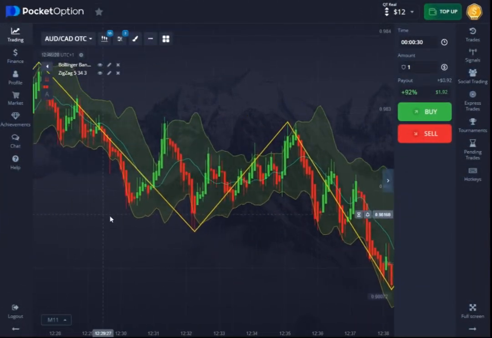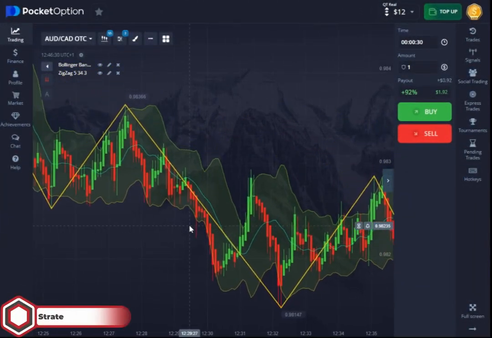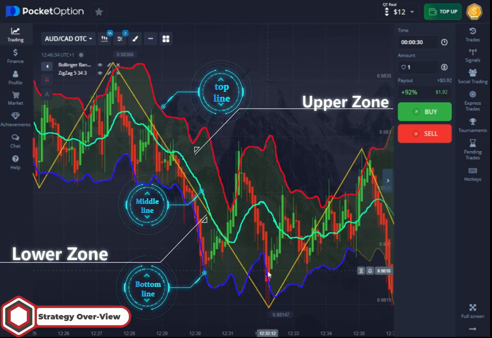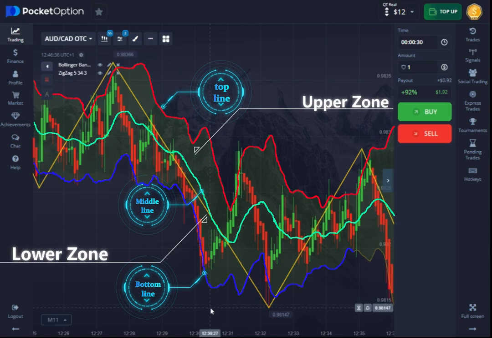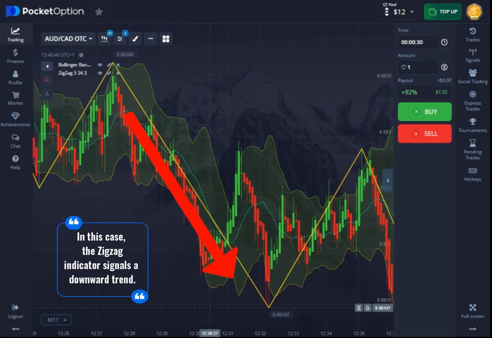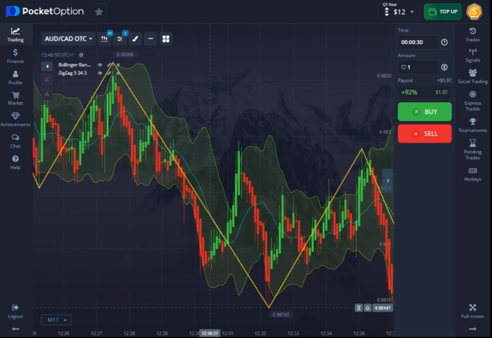To start with this strategy, let's take a closer look at the Bollinger Bands indicator. It consists of 3 lines and 2 zones. We'll refer to the area between the top line and the middle line as the upper zone, and the area between the middle line and the bottom line as the lower zone. To determine the trade direction, start by following the direction indicated by the zigzag indicator. Once you have clarity on whether to trade up or down, it's time to pinpoint the entry point.